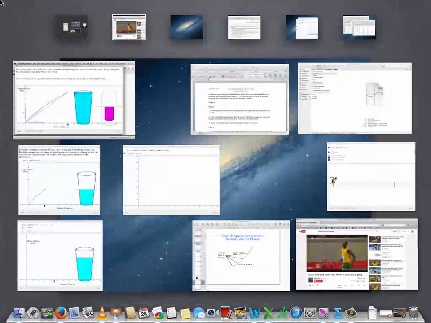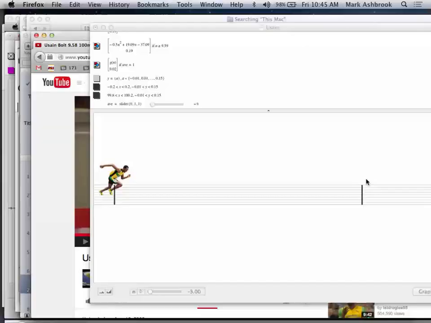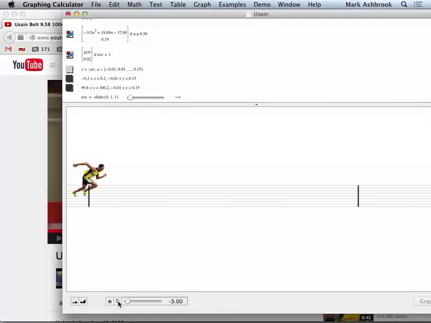So I recreated this with Graph and Calculator. I used Graph and Calculator to recreate his race. There's a 3-second countdown, and then he goes. This simulates how he moved along in the race, and there's 9.58 seconds. Okay, so 3, 2, 1, go.